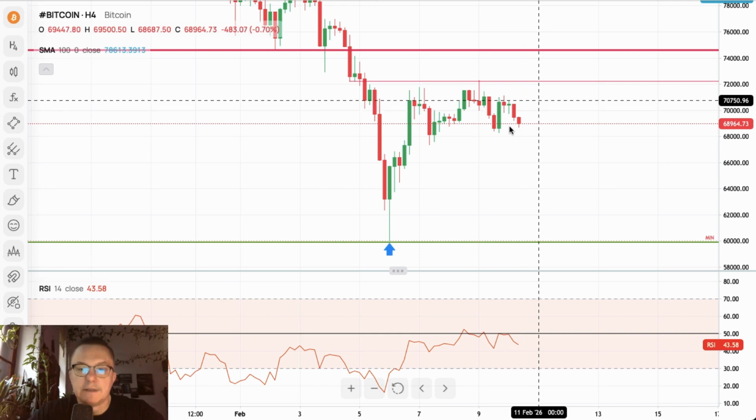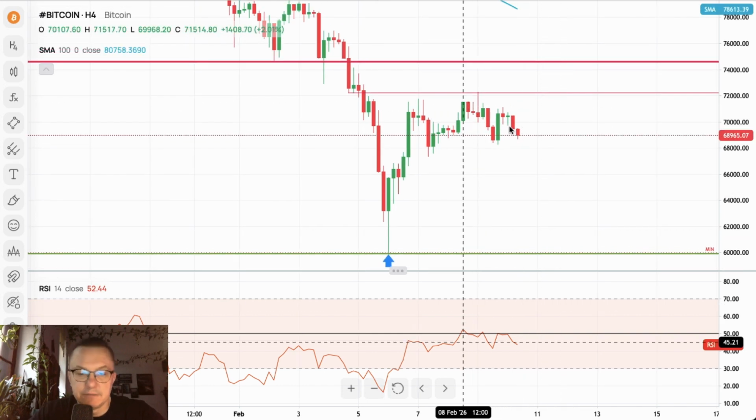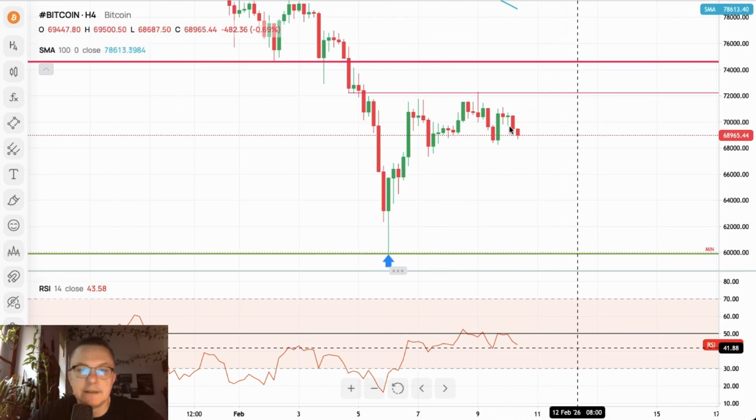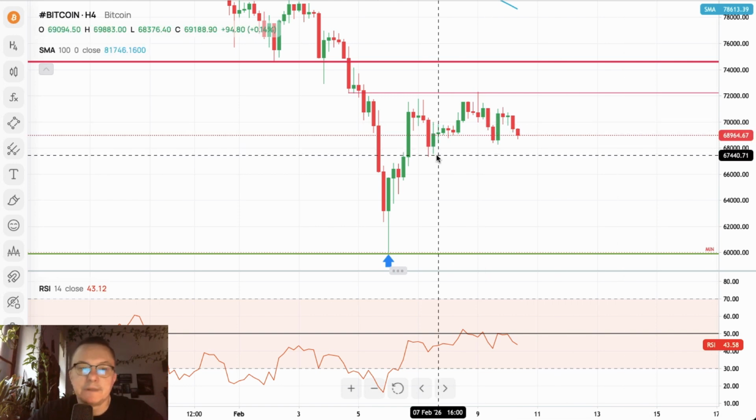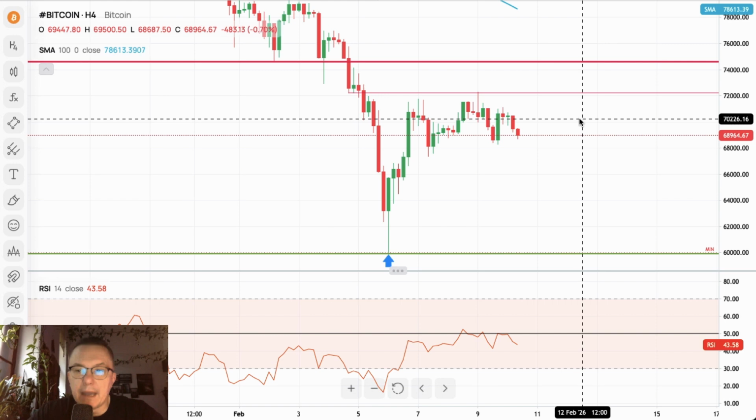They need to show something more than this, especially in terms of the momentum. Momentum is pathetic. It's still negative. Bears are in charge of the market, so any breakout below 68,000 is again bearish.